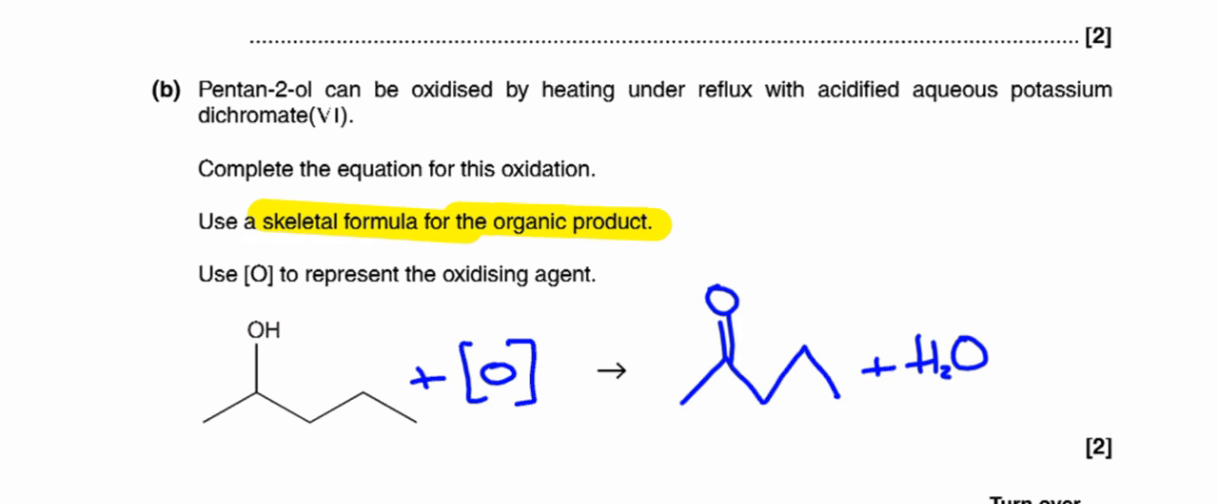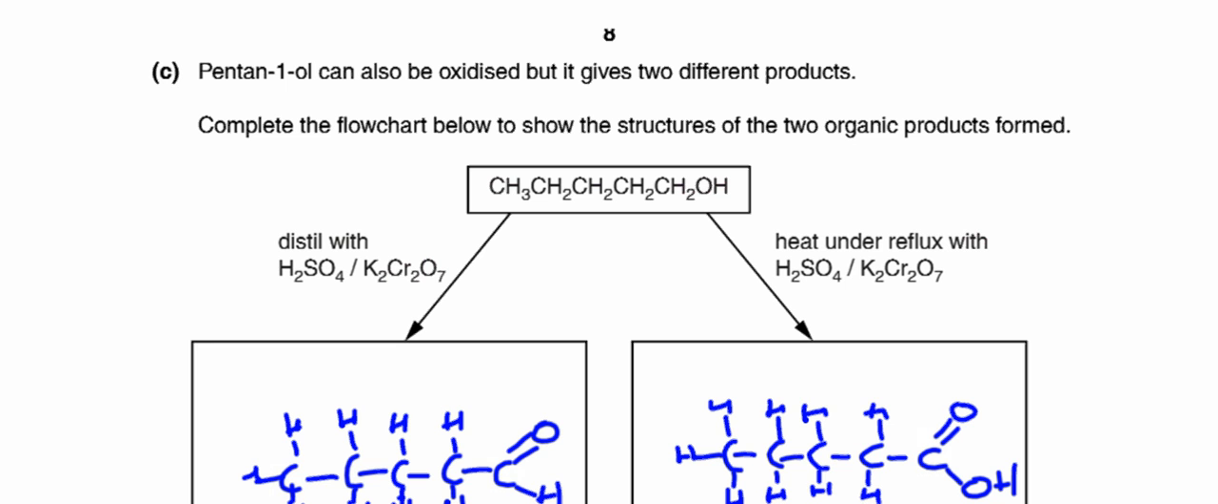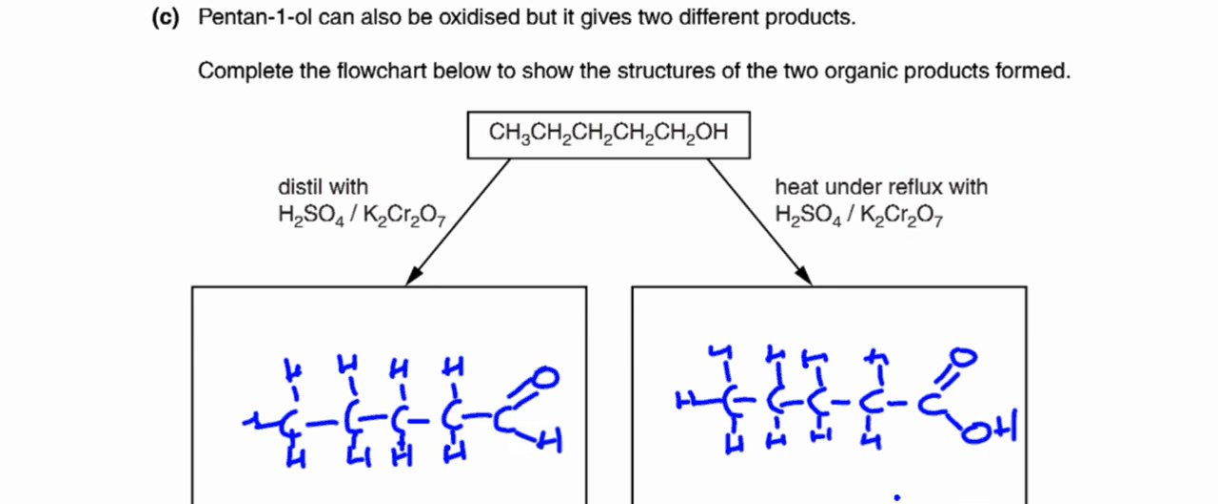Then moving on, they want to test your knowledge of different reaction conditions for oxidation. So they've given you this time pent-1-ol, so a primary alcohol that can react to form different things under distillation and under reflux. Here you've got the aldehyde formed under distillation and the carboxylic acid formed under reflux. It's vitally important that you learn these oxidation reactions, because they do come up in each paper.